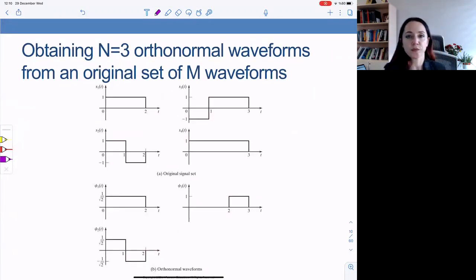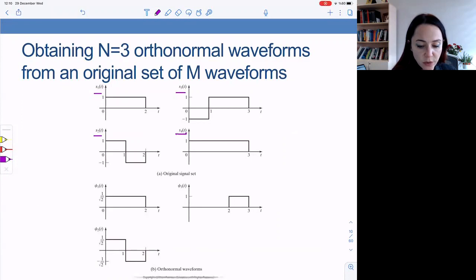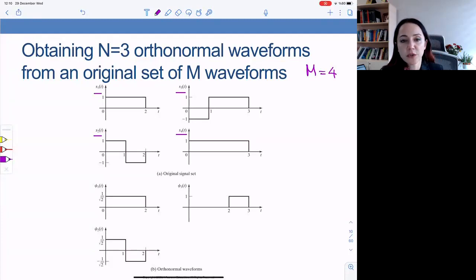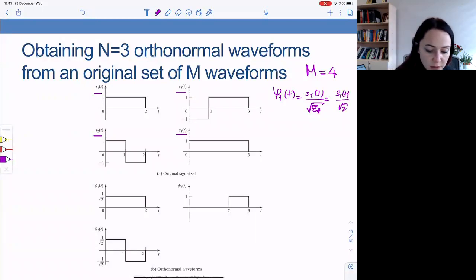Okay, let's see this in an example. Suppose S1, S2, S3, and S4 are given to us as an M-ary signaling scheme where M is 4. Let's see what kind of basis functions we have for this family of waveforms. Now, what is phi1? It is S1 over the square root of the energy of S1. What is the energy of S1? 2, right? So S1 of t over square root of 2 gives us phi1.